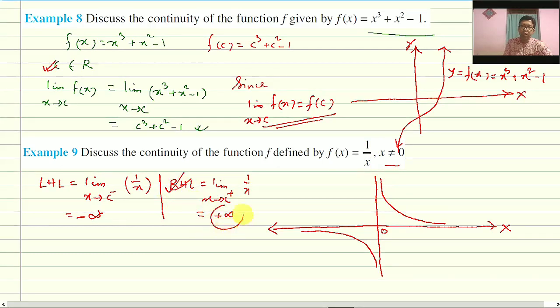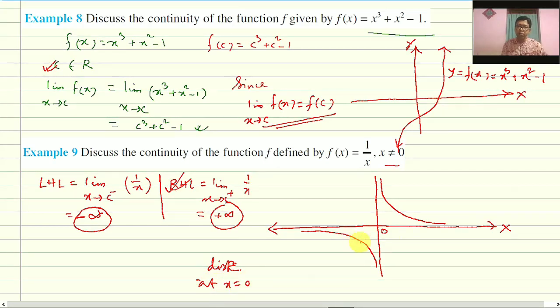On the other hand, when x tends to 0 negative, that means x is approaching 0 from the left side of 0, then in this case the function is going to negative infinity. So LHL is equal to minus infinity. So none of them is defined at the point x is equal to 0, and LHL is not equal to RHL. So this function is discontinuous at x is equal to 0.